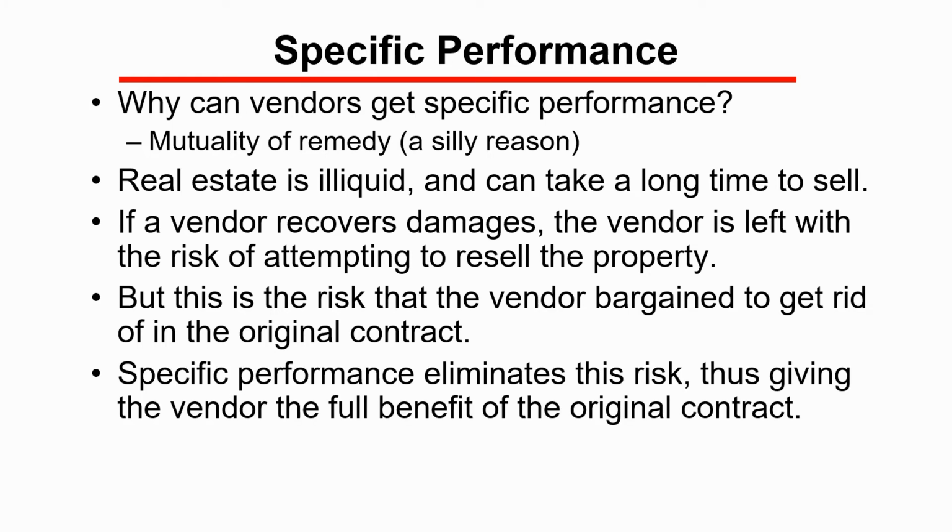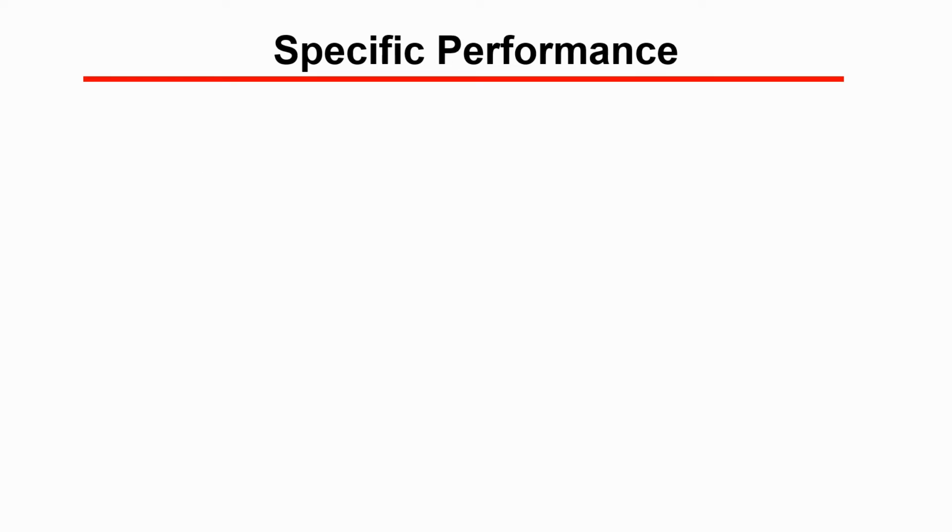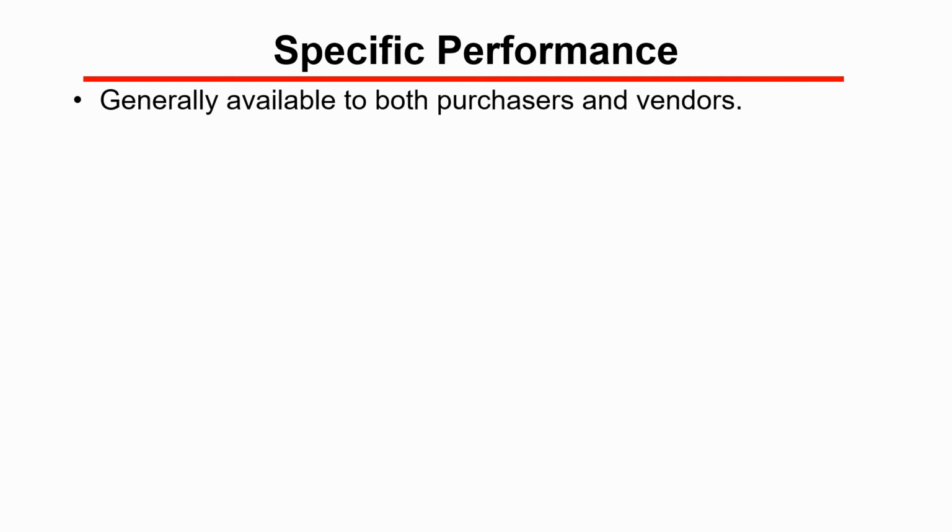Specific performance eliminates the risk of having to resell the property. It gives the vendor the full benefit of the original contract. It allows them to get rid of the real estate right now and get the price they agreed to receive. So the bottom line is either party can get specific performance. We've already indicated that in general, specific performance is available to both purchasers and vendors.